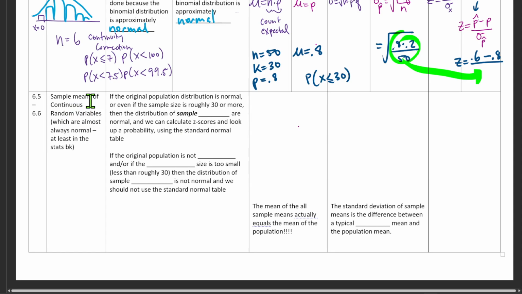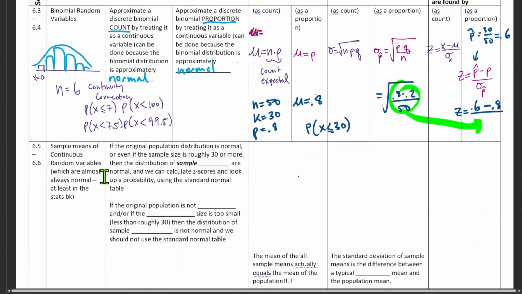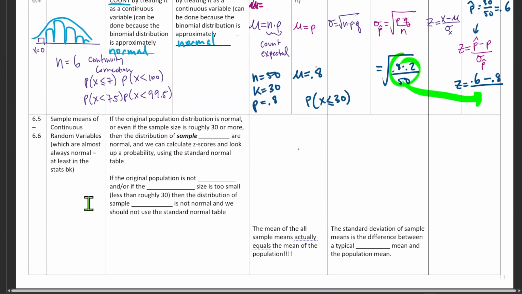The sample mean. What is the sample mean? What that's talking about is that instead of looking like in 5.7, instead of talking about the distribution of individuals, it's still based on the distribution of individuals, but we're talking about you grab a group of those individuals, and we call that group a sample. So what's the technique used?